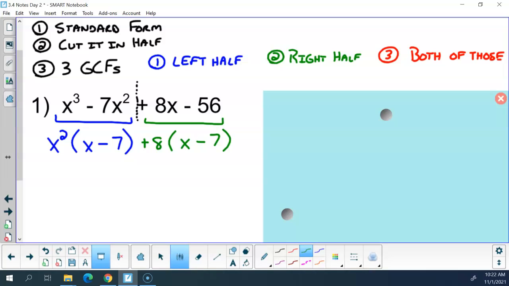Now I've got to GCF both of them. What do both of those have in them? They both have an x minus 7 in them. So I'm going to factor out an x minus 7. What's left over? X squared plus 8.